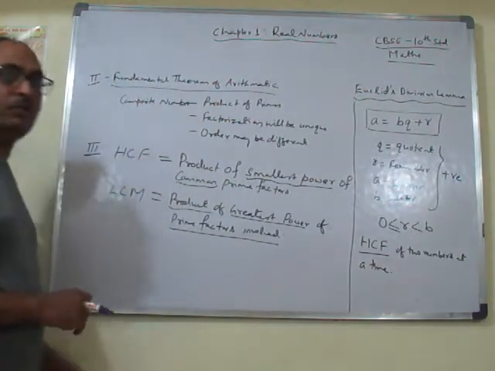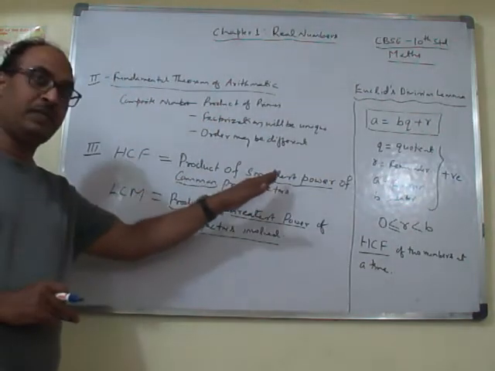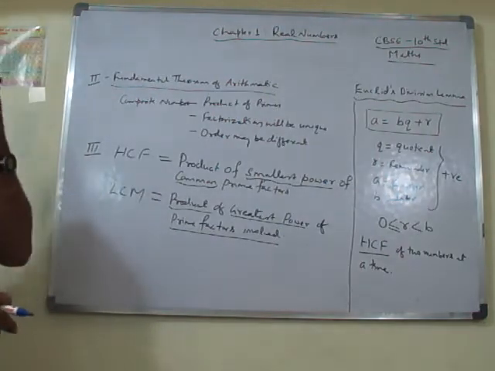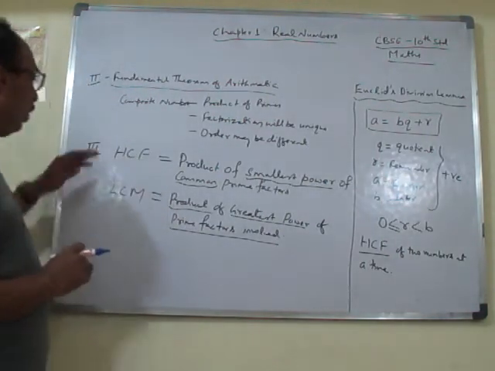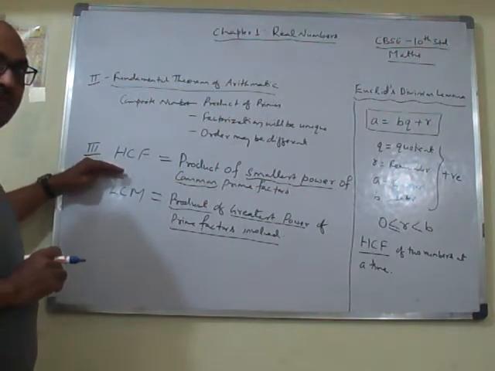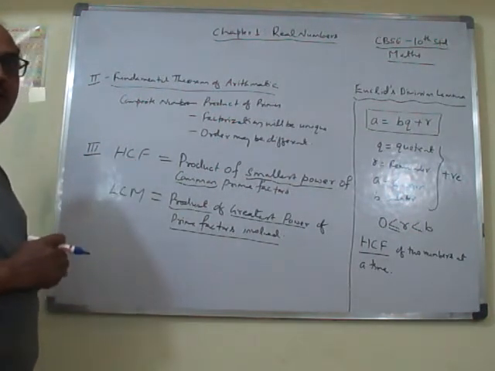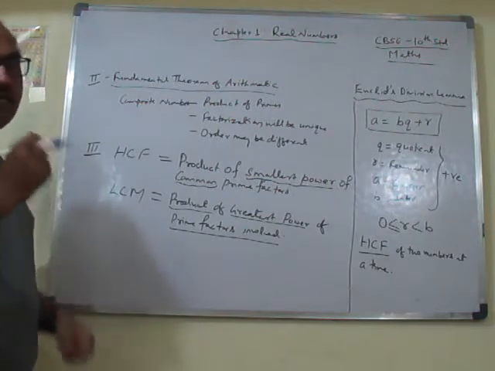All prime factors involved, smallest power, greatest power. Very nice. So on the basis of this third rule, we will now be finding HCF and LCM.